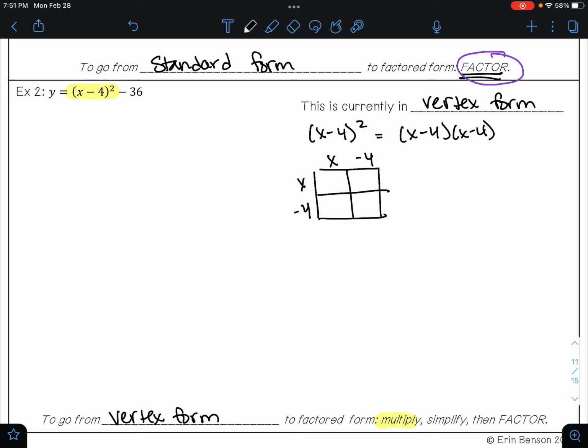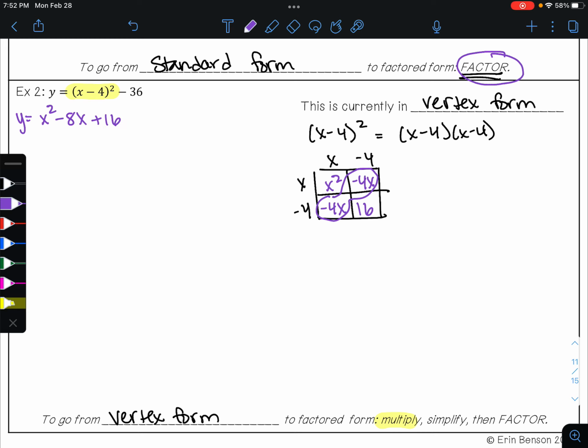So I'm going to go ahead and multiply. X times x is x squared. X times negative 4 is negative 4x. Negative 4 times x is negative 4x. And negative 4 times negative 4 is positive 16. So right now I have y equals x squared, negative 4x minus 4x is negative 8x, plus 16. And then I still need to bring down my minus 36. So we have multiplied.